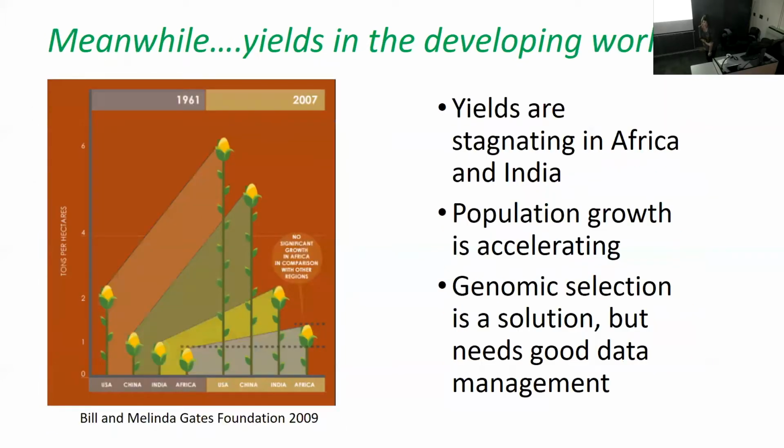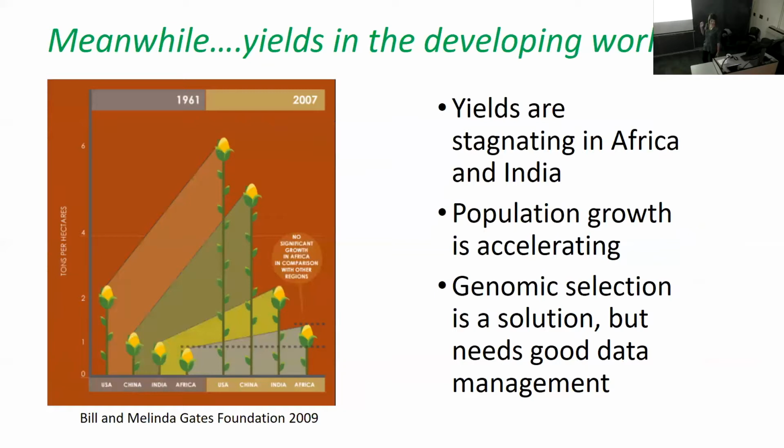So meanwhile, back to my current project. Back in the developing countries, this graph from the Bill and Melinda Gates Foundation shows increases in yield between 1961 and 2007. And you can see the US and China yields just going through the roof. It's like 3 or 4 times the amount of yield in that time. India has had some increase, but not very much. And Africa is actually pretty flat. It's not significantly different over all of that time, almost 60 years.